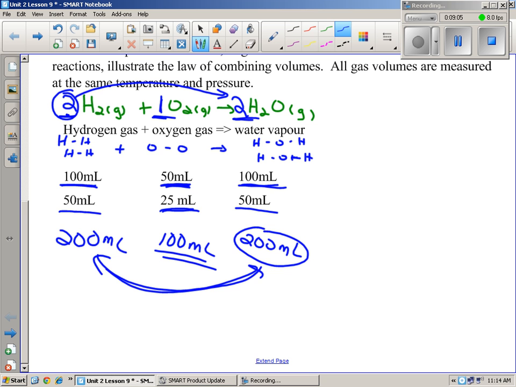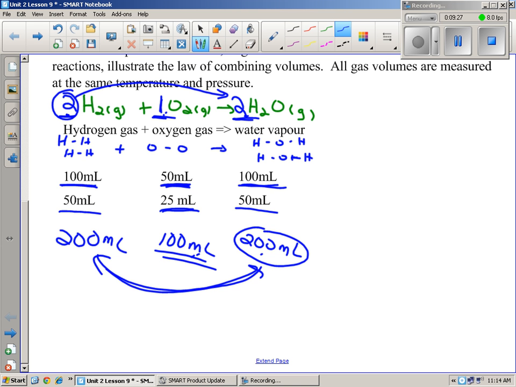Right? Because look, 2 to 1, 2 to 1. Yes? The more moles you have, the more volume you need. Okay? That is it. That's as complicated as this gets. Okay?